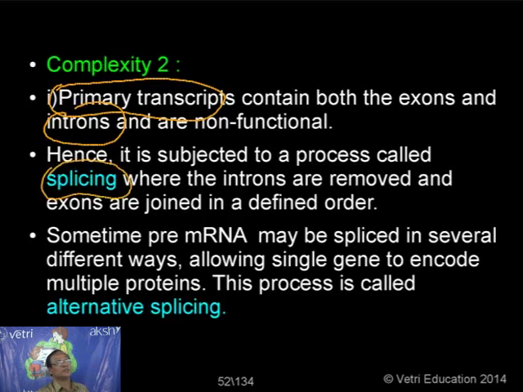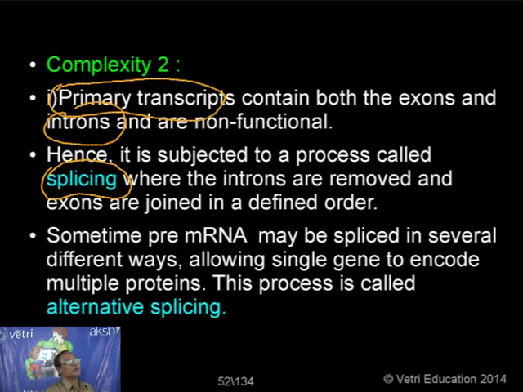What is splicing? Splicing normally takes place in the case of a split gene. What is a split gene? We have seen already: a split gene consists of a coding sequence of DNA, the exons, and a non-coding sequence of DNA, the introns. During the splicing process, the unwanted non-coding sequences, namely introns, are removed and the exons are joined together. Removal of introns and joining of exons forms mRNA, where exons are arranged in a definite order.